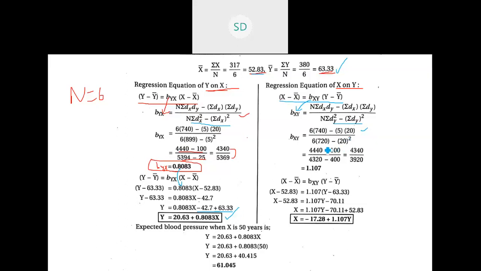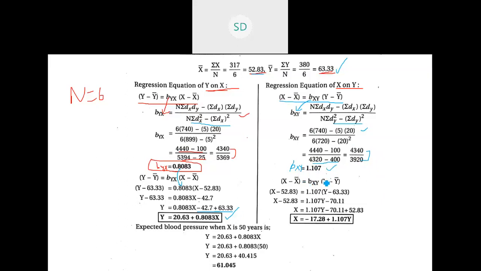Now coming to the denominator, 6 into dy square is 720 minus dy is 20 whole square. Now the numerator values will remain same: 4440 minus 100, 4340. Now coming to denominator, 6 into 720 is 4320 minus 20 square is 400, and 4320 minus 400 will give you 3920. Now finally the value of bxy, once you divide these two numbers you get 1.107.